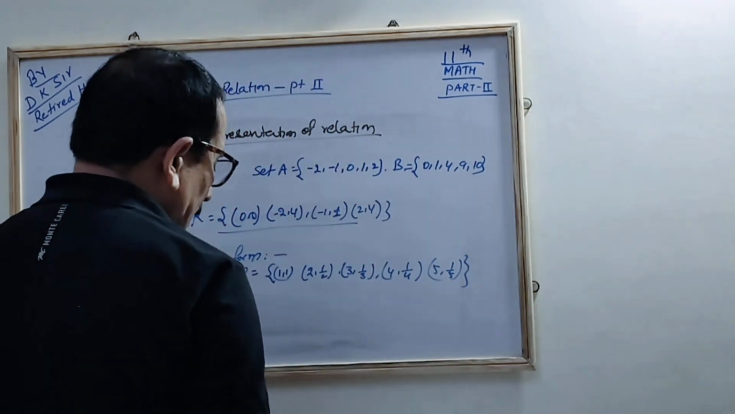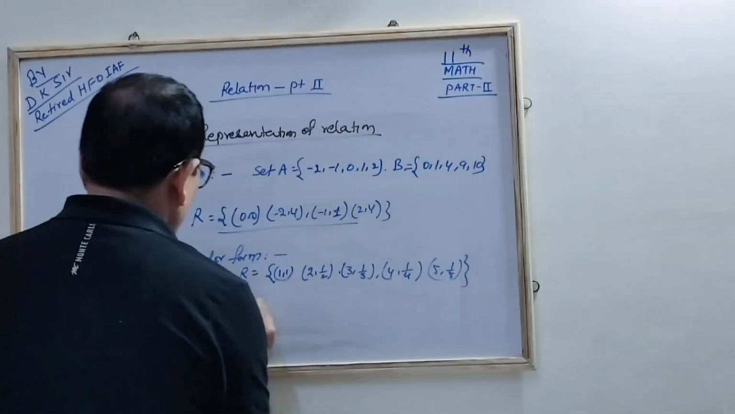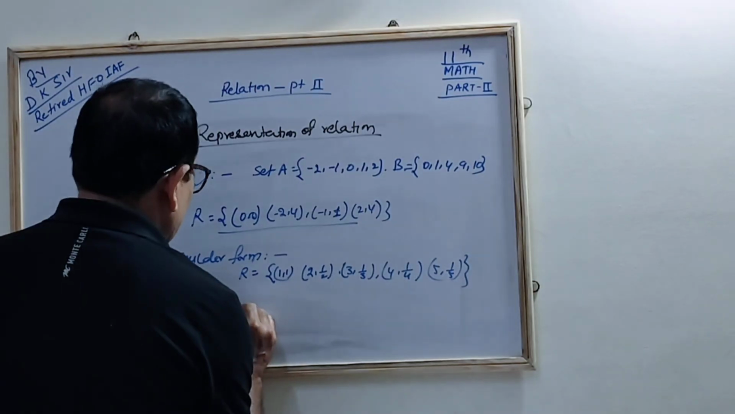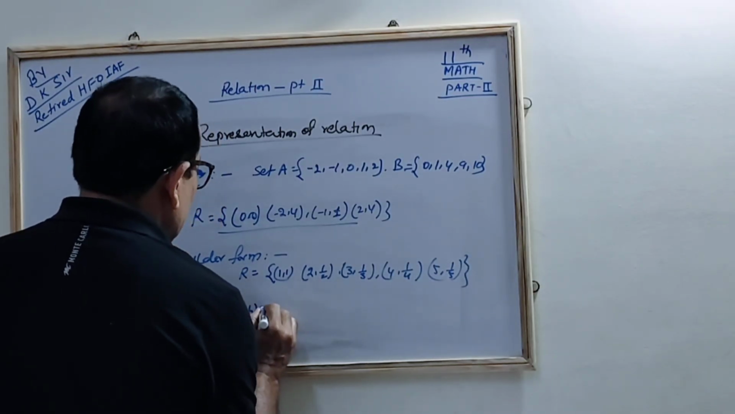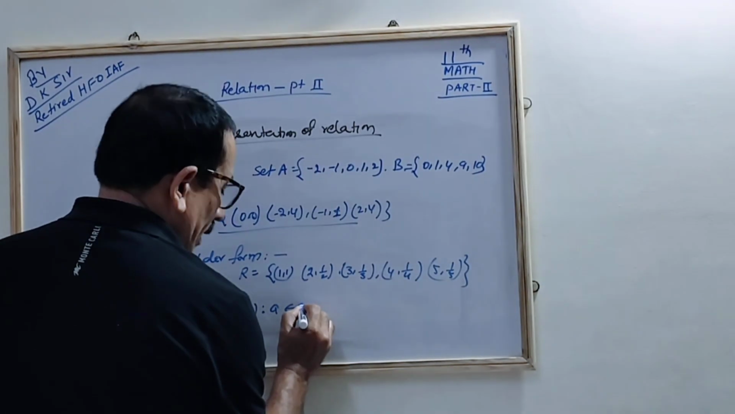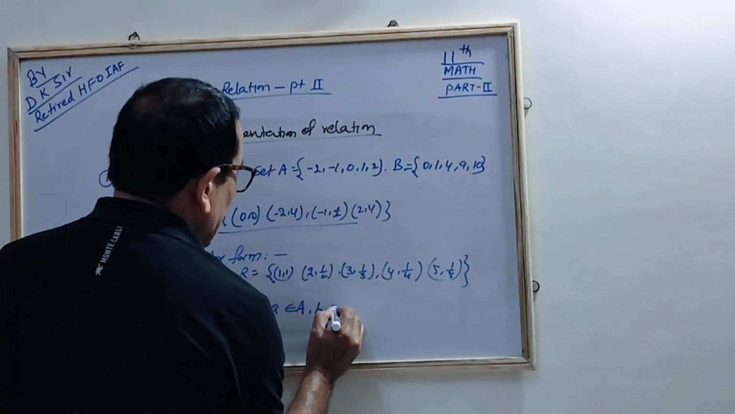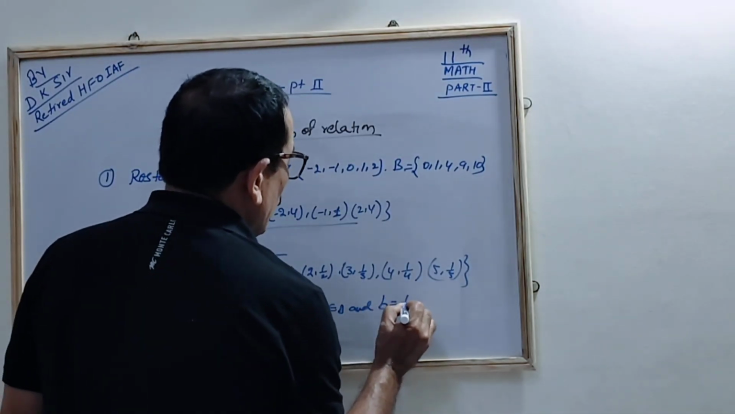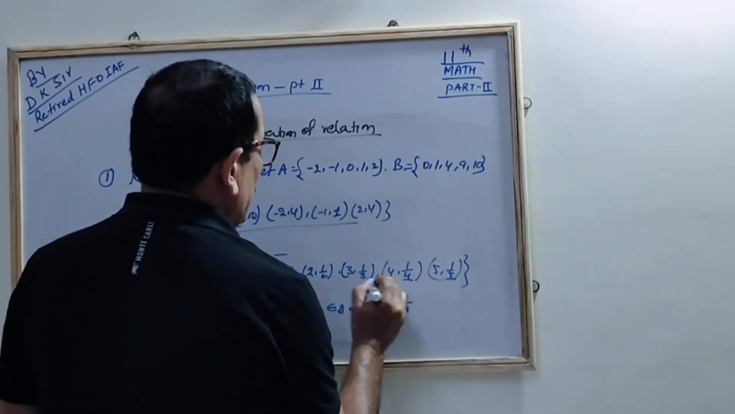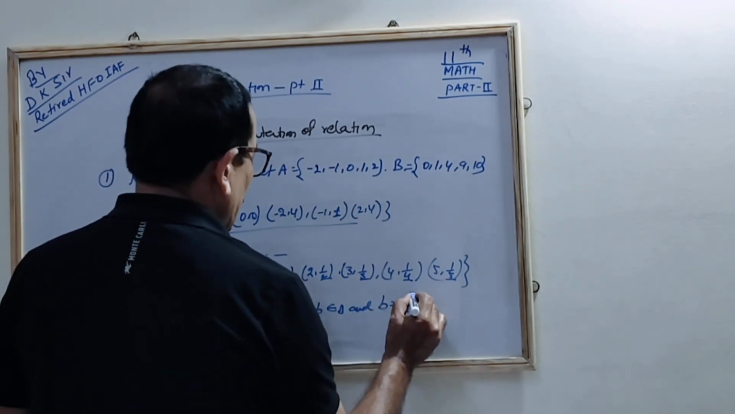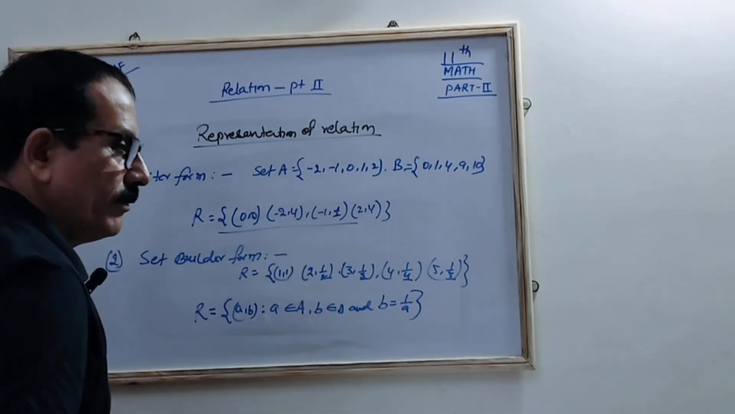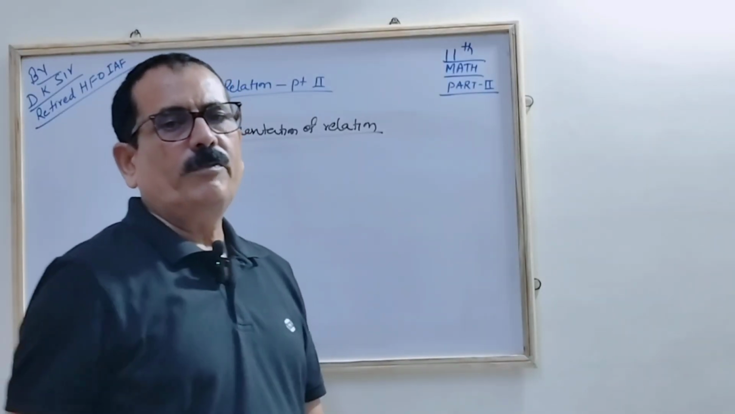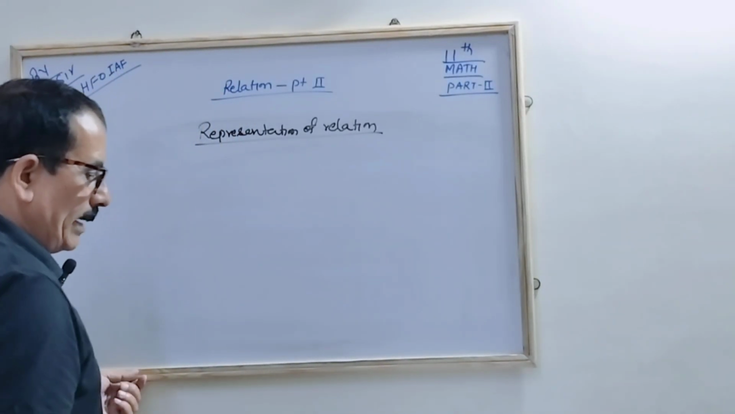So how do we write it in set builder form? In the set builder form we write R is a relation such that (a, b), where a is an element of A and b is an element of B, and b is equal to 1 by a. Can you see that b is equal to 1 by a, correct? So that becomes the set builder form, correct?